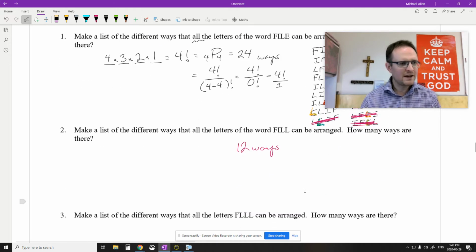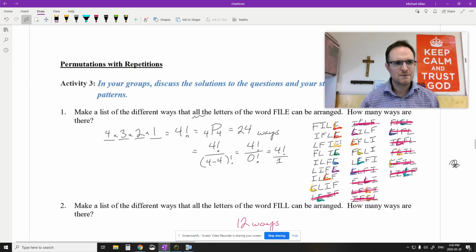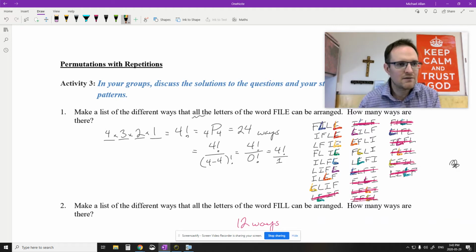Now, what if I have F, L, L, L? Okay, how many ways would that be? Would I cross off another half? Would I cross off something else? What would that be? So I'm going to go through here. I'm going to start crossing. Or actually, what I'm going to do first of all is replace all the I's with L's. So this would be F, L, L, that. And then I would have L like that.